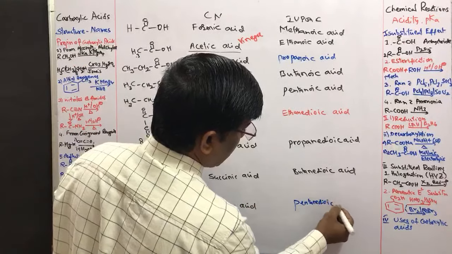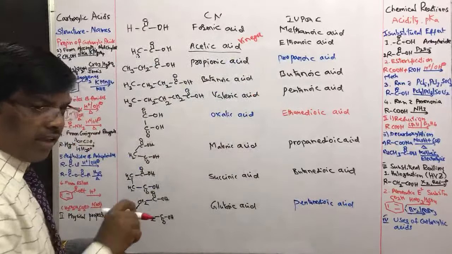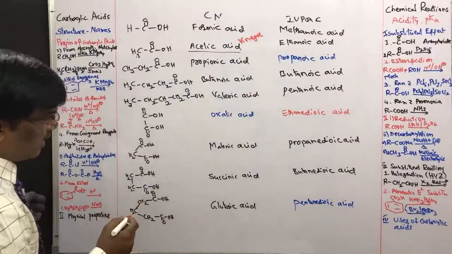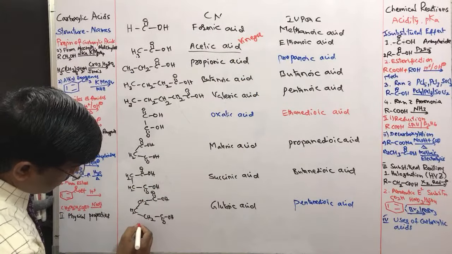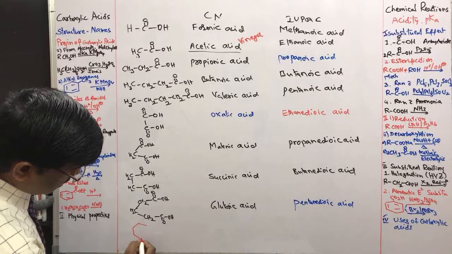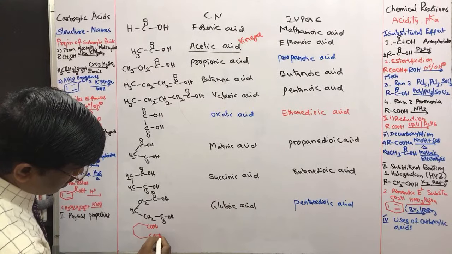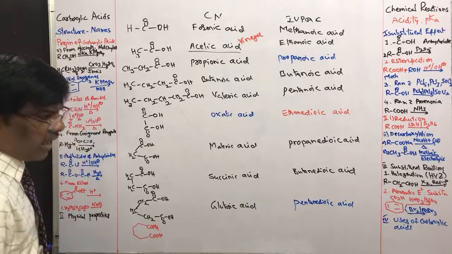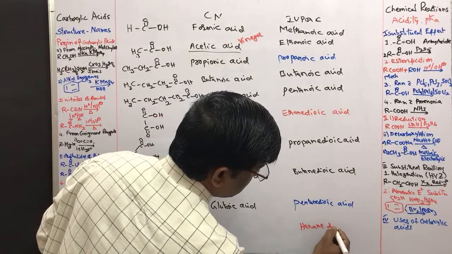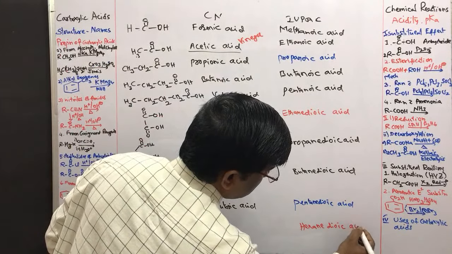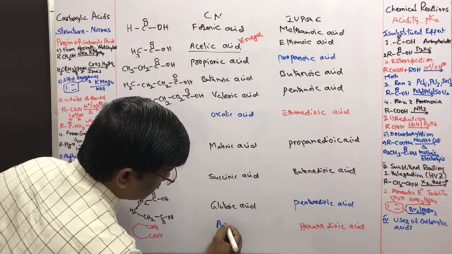Pentane dioic acid. And a very important acid in this series is hexane. Is it visible, students? Hexane dioic acid, and the common name is adipic acid.